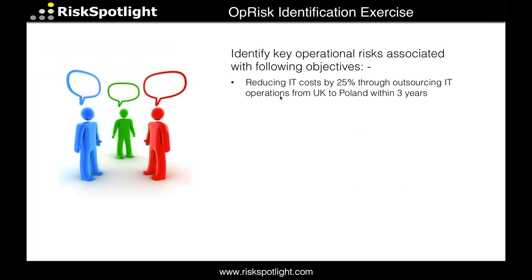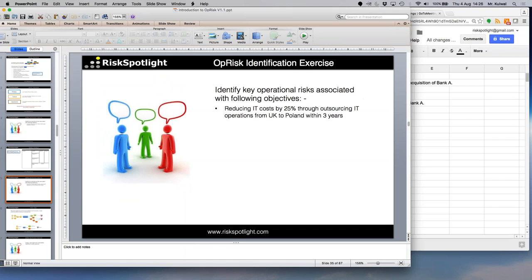So let's try to use this tool then on one of the examples. So in this case, I will change the objective. So here we are having some financial difficulties, and we want to reduce our IT cost by 25%, where we have some IT operations in UK, and we're trying to now move majority of the IT operation from UK to Poland, so that we are able to reduce our IT cost by 25% in the next 3 years. So that is the objective the bank wants to achieve.